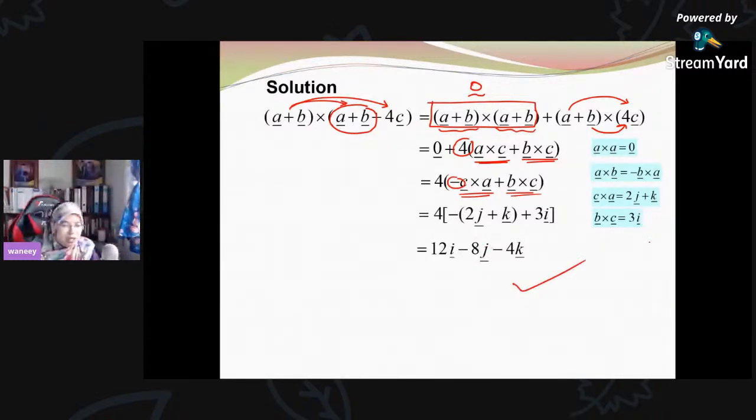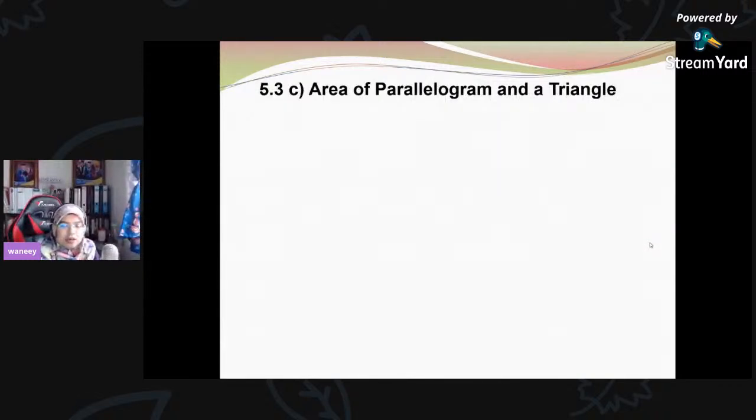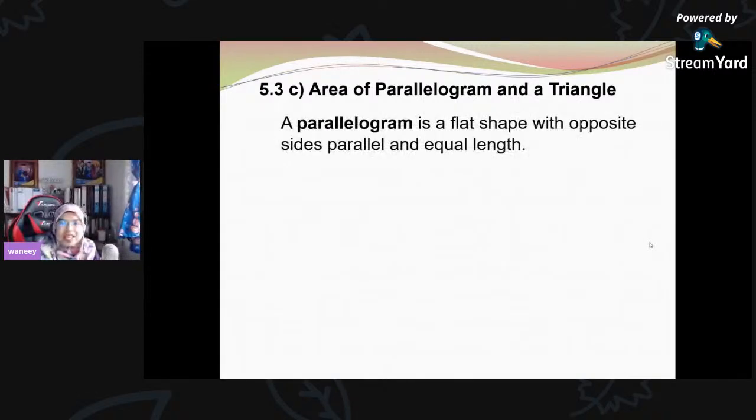Okay, done. Next, the area of a parallelogram and a triangle. It's very difficult to pronounce. Parallelogram. A parallelogram is a flat shape with opposite sides parallel and equal in length.